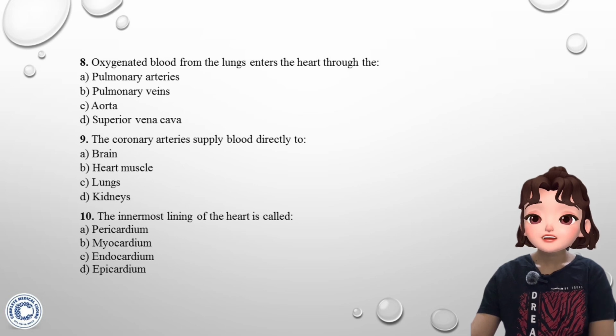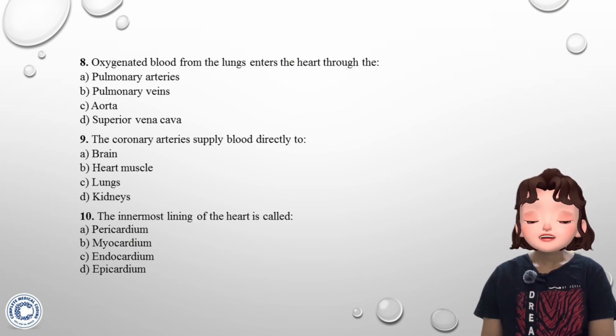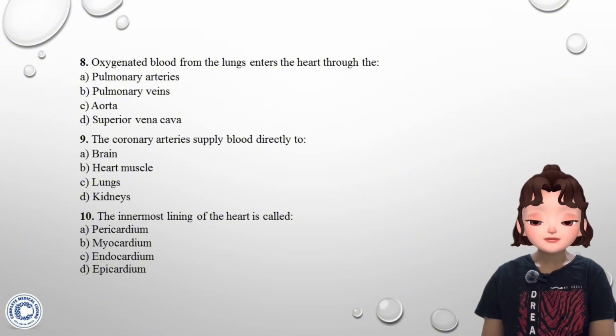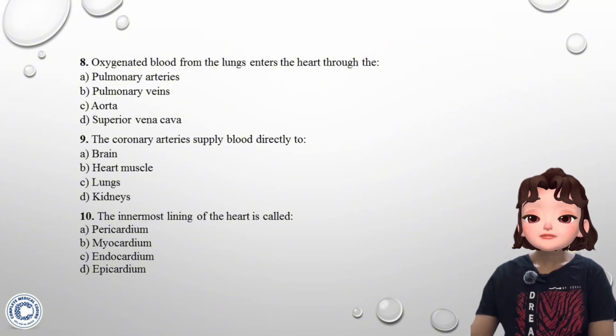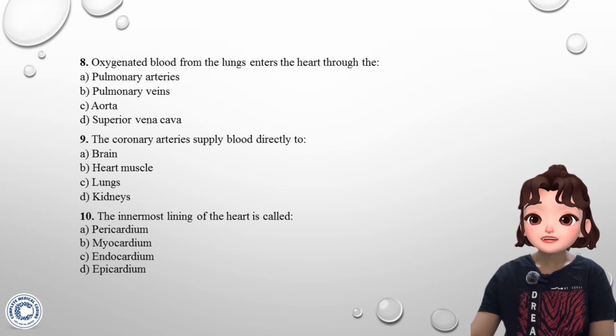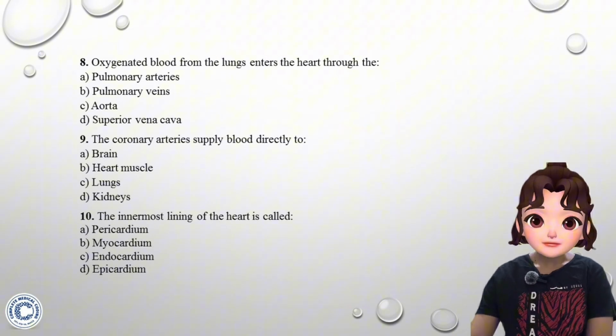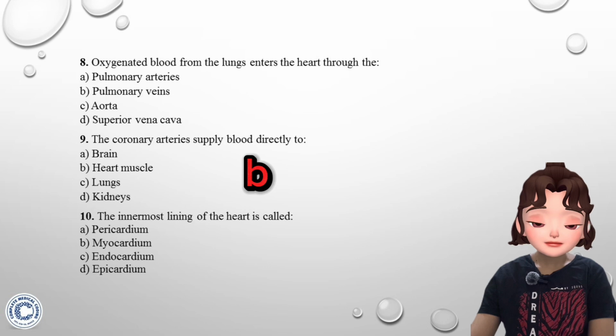Okay. 9th question. The coronary arteries supply blood directly to which part? Brain, heart muscle, lungs, kidneys. What is the answer? The coronary arteries supply blood directly to the heart muscle. Answer is option B, heart muscle.